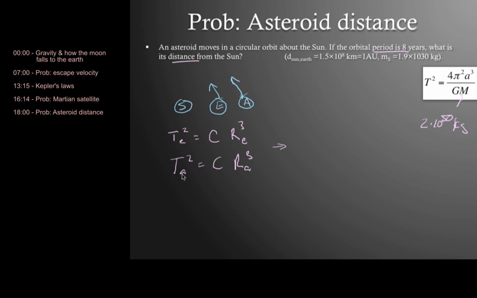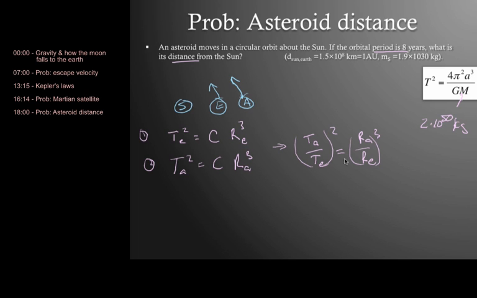What we can do is divide this second equation by this first one. So we're going to get TA over TE squared. This guy's squared over that guy's squared. And then I'm just lumping them together. And then now these C's are going to go away. But I'm going to get RA over RE to the third. So this guy's to the third, this guy's to the squared.